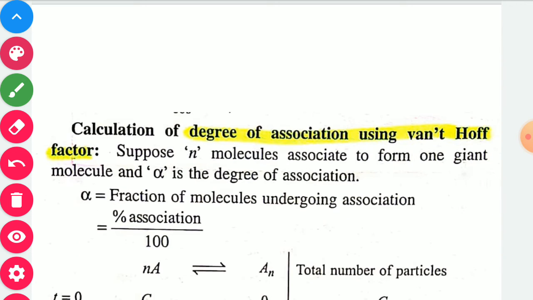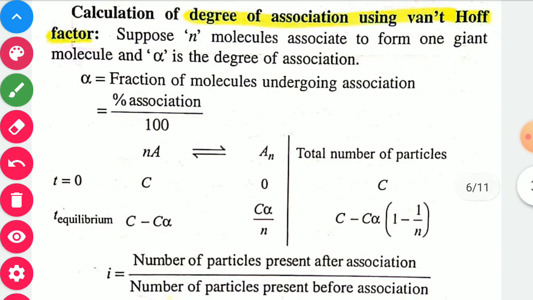Second, next point is calculation of degree of association using van't Hoff factor. Suppose n molecules of solute get associated to form one An, that is a bulk, large molecule, and alpha is the degree of association. Therefore, degree of association alpha is equal to the fraction of molecules undergoing association, which is equal to percentage association upon 100.